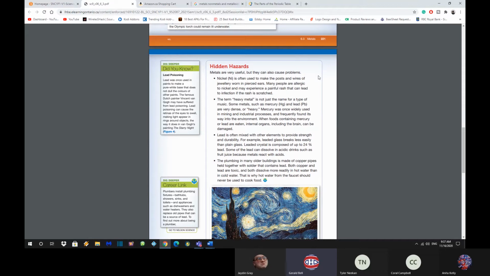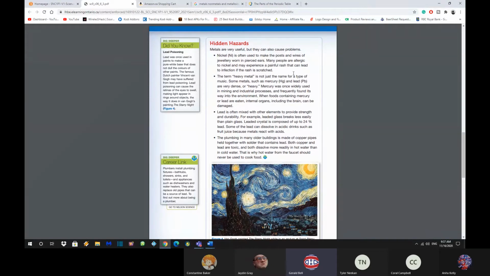Lead is often mixed with other elements to produce strength and durability. For example, leaded glass breaks less easily than plain glass. Leaded crystal is composed of up to 24% lead. Some of the lead can dissolve in acidic drinks such as fruit juices because metals often react with acids. And the plumbing of many older buildings is made of copper pipes held together with solder that contains lead. Both copper and lead are toxic, and both dissolve more readily in hot water than cold water. This is why hot water from the faucet should never be used to cook food.